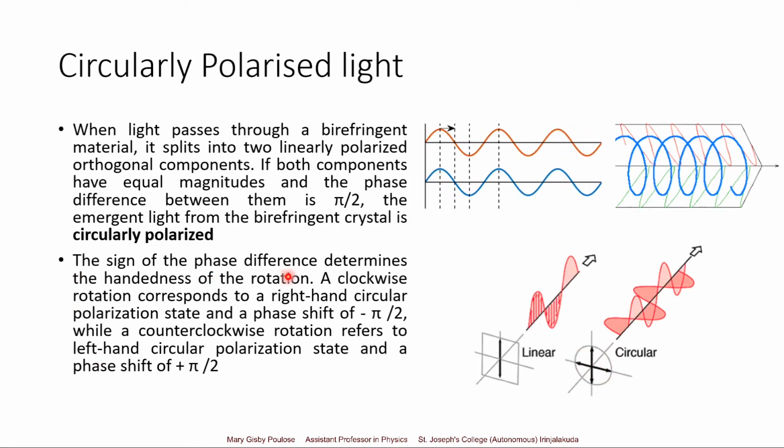Now the sign of the phase difference determines the handedness of rotation. A clockwise rotation means a right-hand circular polarizing state and a phase shift of minus pi by 2. Whereas a counterclockwise rotation means left-hand circular polarization state and a phase shift of plus pi by 2.